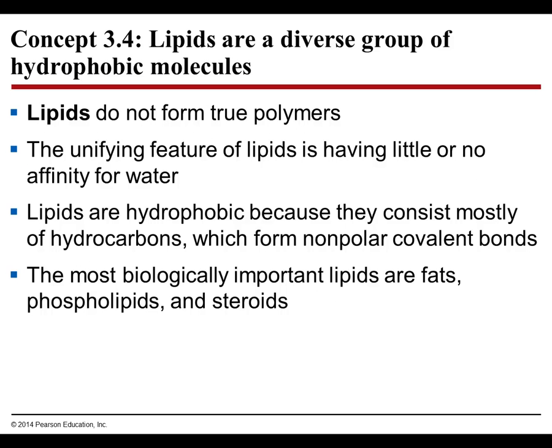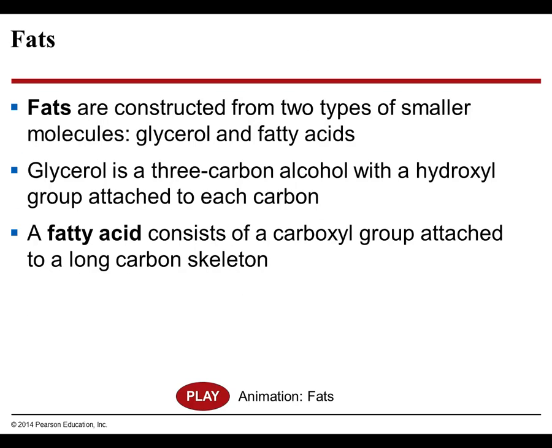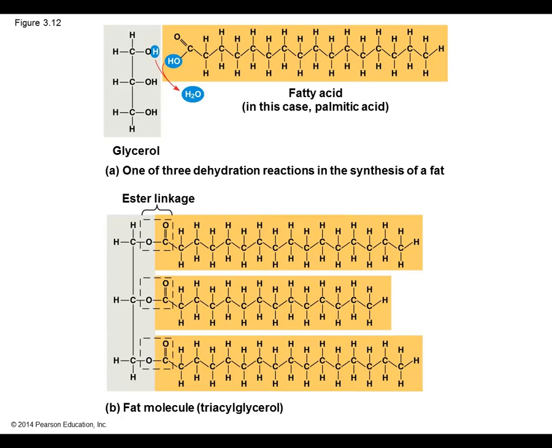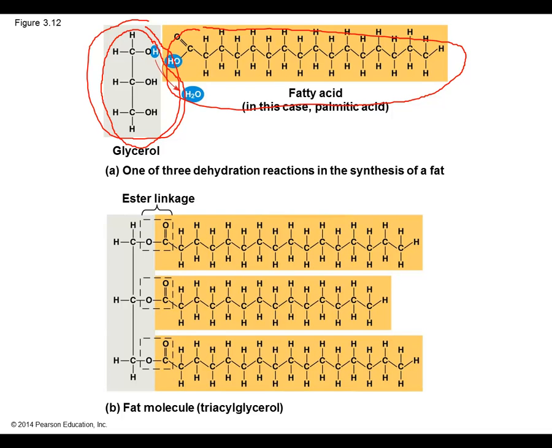Moving on to lipids, which is section 3.4. Fats are constructed from two types of smaller molecules, glycerol and fatty acids. Here's the glycerol in gray, and here's the fatty acid. Glycerol is a 3-carbon alcohol with three hydroxyl groups, and the fatty acid is a long hydrocarbon skeleton with a carboxylic acid group on the end.